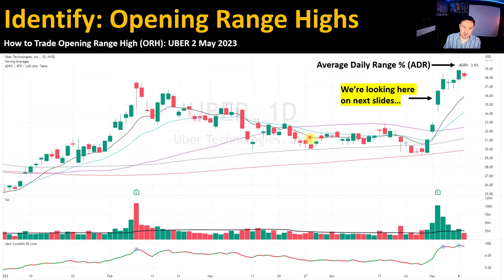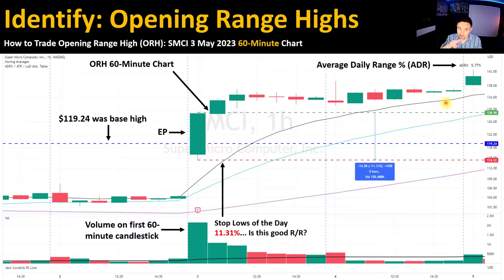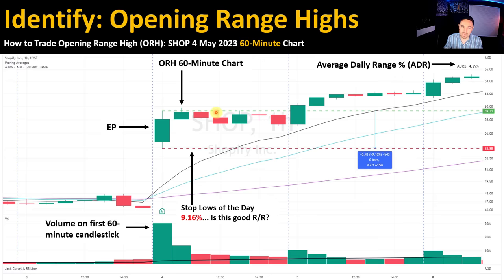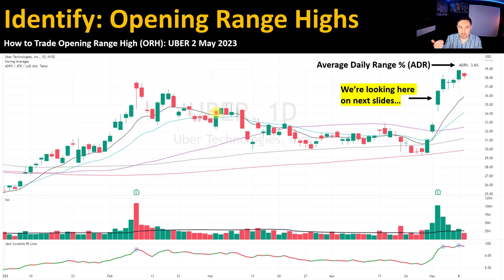Here's the gap up. ADR is 3.6%. Let's go take a look at it. It's basically EPing into the highs of the base. I think the other two were better than this one, because if you just look at the strengths, kind of EP, trying to EP above the highs of the base. You look at Shopify as well, which is trying to EP above the highs of the base. So I'd say Uber, just on the face of it, on that kind of gap up, is not as strong as some of these other ones, okay?